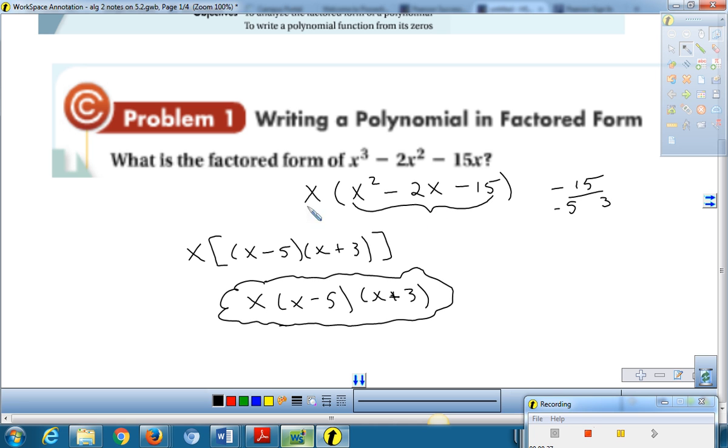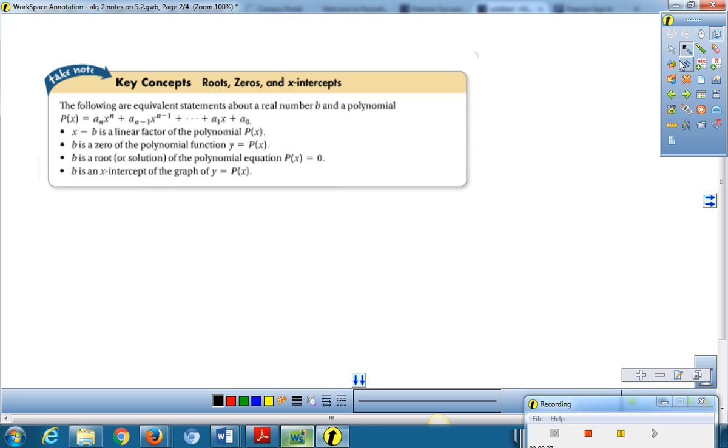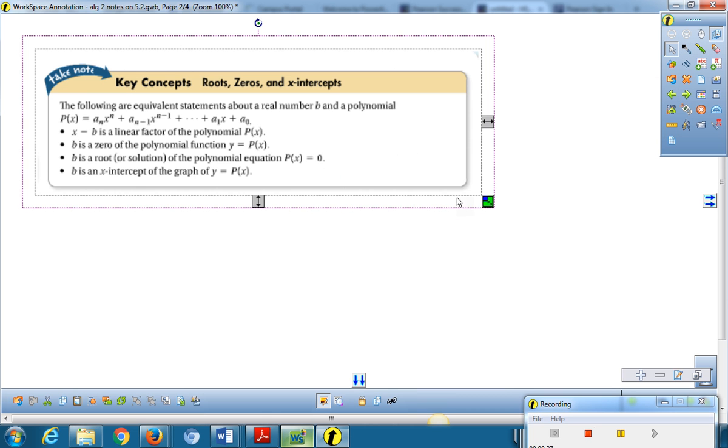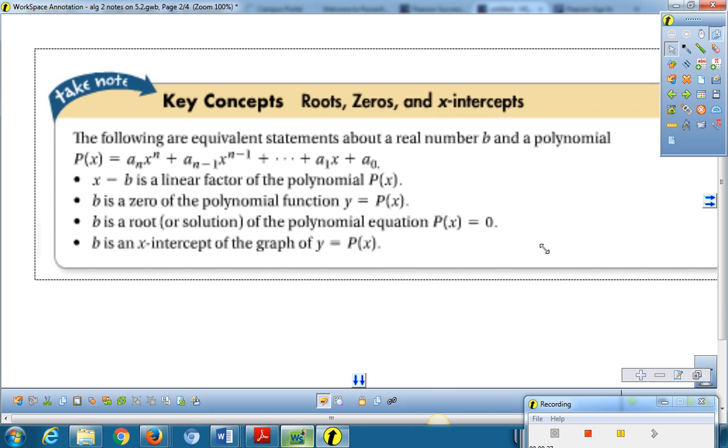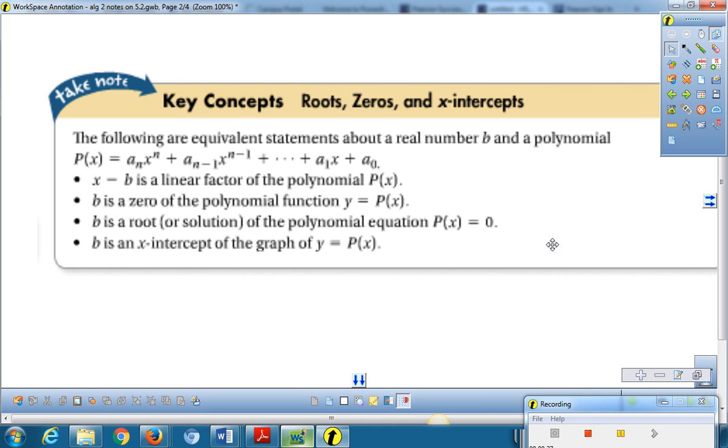At this point, if we were solving it, we could say x equals 0, and x squared minus 2x minus 15 equals 0. We could solve that with the quadratic formula if we wanted. But they wanted factored form, so there is our factored form. All right. We did that one. Just things that you need to be aware of.